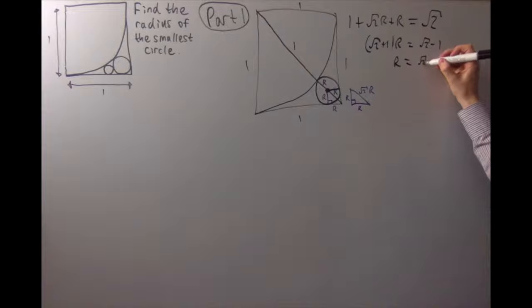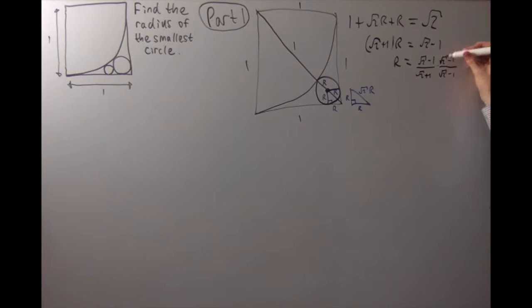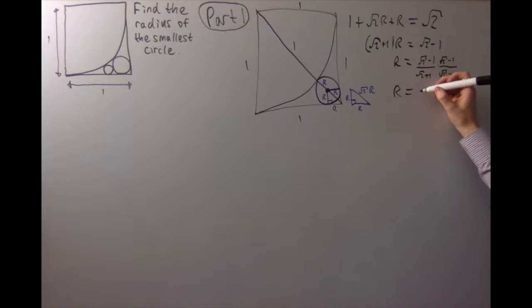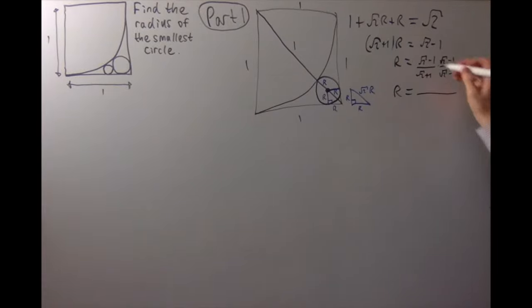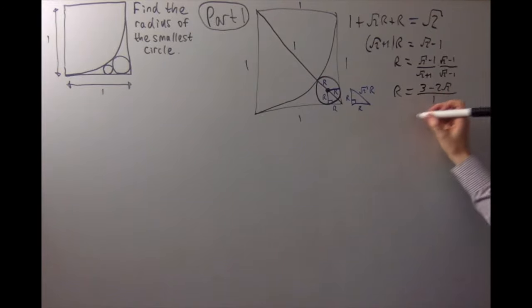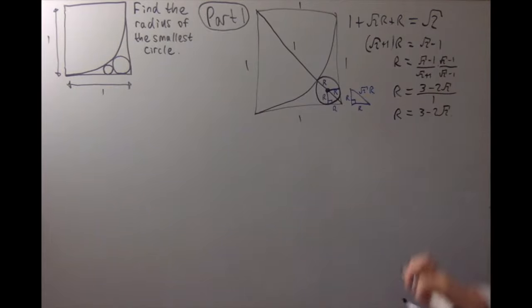so R equals root 2 minus 1 over root 2 plus 1. Next we're going to rationalise the denominator, get this in a nice simpler form. So we multiply by 1, which is equal to this fraction. Nothing changes on the left hand side, and then what we'll get is on the top root 2 times root 2, and then plus 1, so we'll have 3, and then minus root 2 minus root 2, so minus 2 root 2, and on the bottom we'll have root 2 squared minus 1 squared, so 2 minus 1, which just gives us 1. So here capital R is equal to 3 minus 2 root 2.